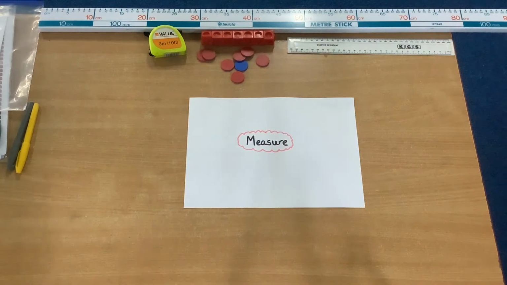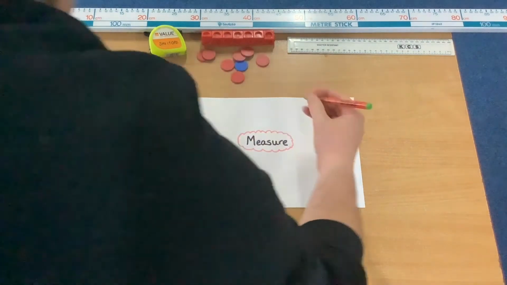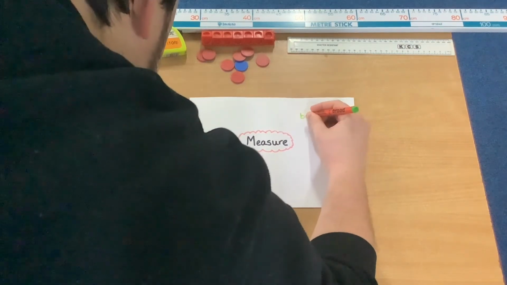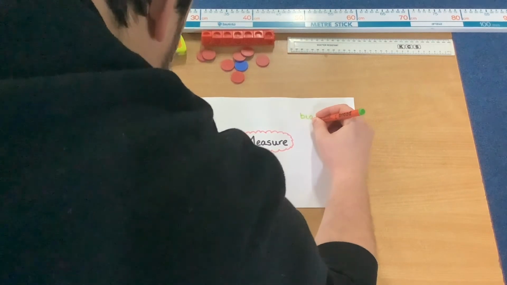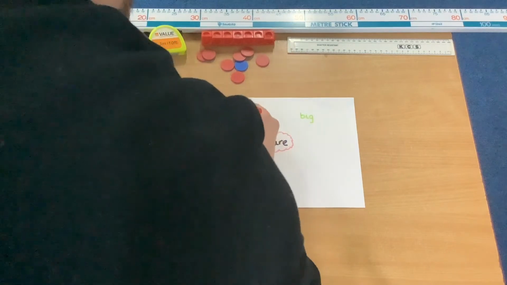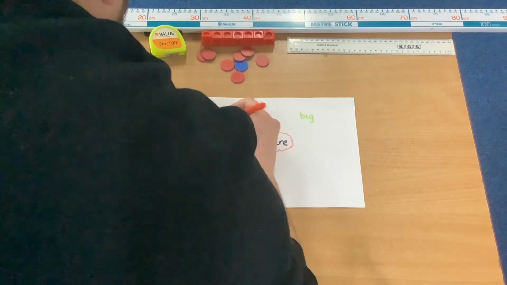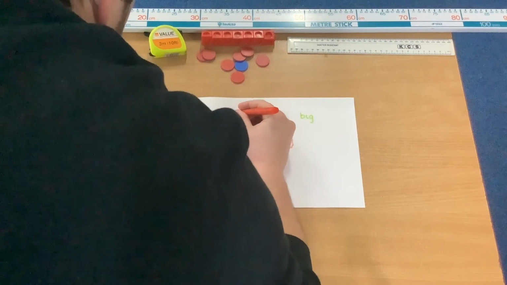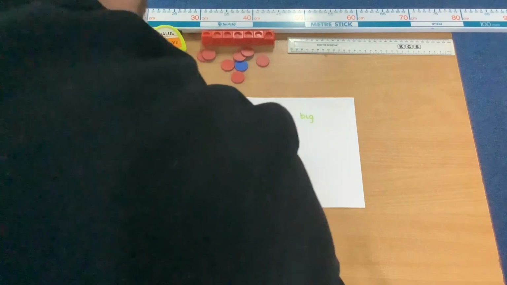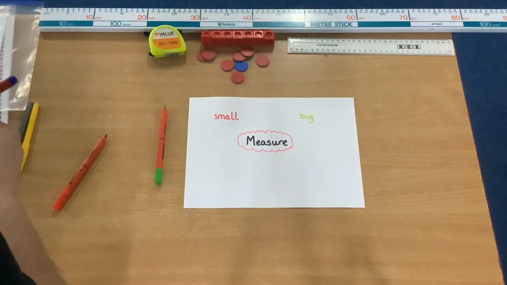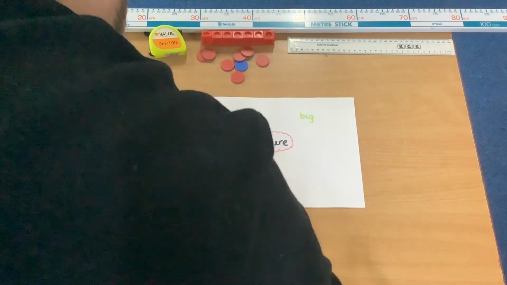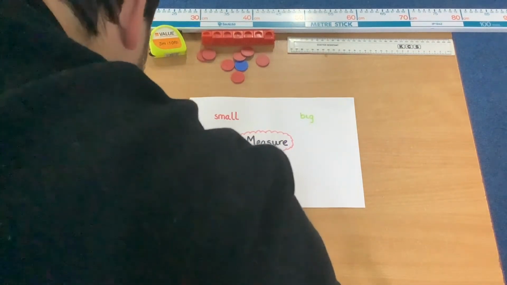So we had a few there, didn't we? We had big. We had small. We had, and you can use all different colours. Oh, not that pen, because that's ruined. That goes in the bin. We had, what other words did we have? We had tall, didn't we?